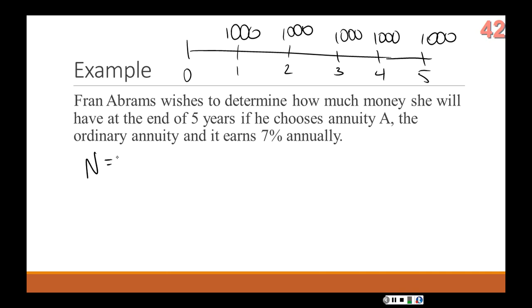We know that N is equal to 5, the number of periods. The interest rate is given, and that's 7. The present value is 0. So as of time period 0, she hasn't put any money anywhere. She hasn't received any money. So at time period 0, it is 0. And now the payment, she's receiving $1,000 every period. So it's $1,000. So we can put this in our calculator.